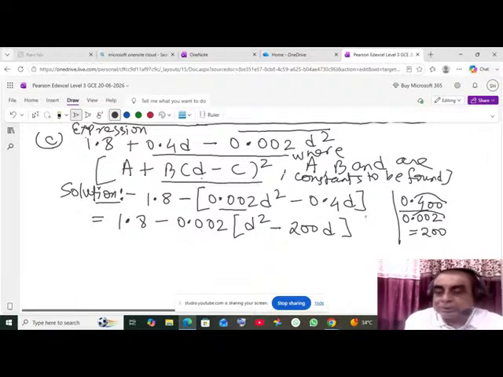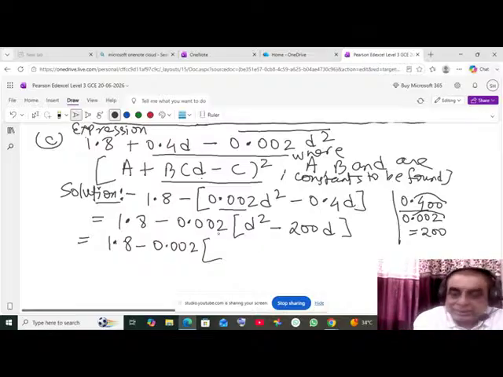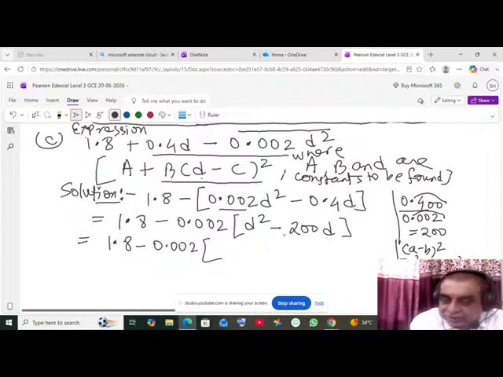Now you change it to the form d minus c whole squared. So it is 1.8 minus 0.002 here. We are changing it into that form, so you will be using this formula. See here, what is the formula for a minus b whole squared? a squared minus 2ab plus b squared. This is the expansion of a minus b whole squared. So we will change it to this type of expression.